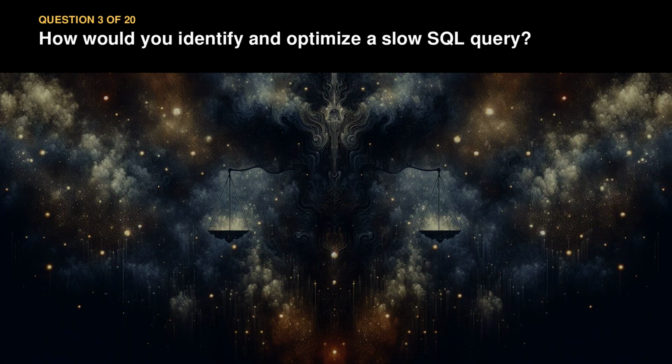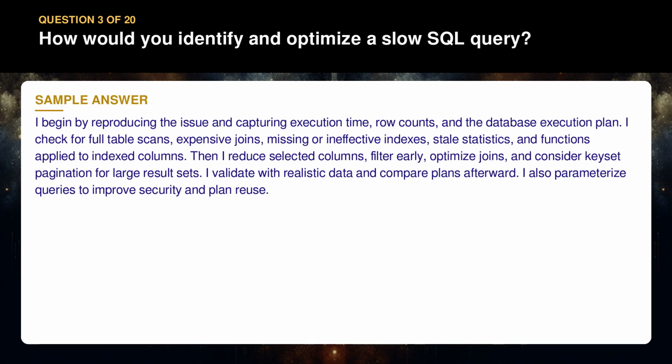Question 3. How would you identify and optimize a slow SQL query? I begin by reproducing the issue and capturing execution time, row counts, and the database execution plan. I check for full table scans, expensive joins, missing or ineffective indexes, stale statistics, and functions applied to indexed columns. Then I reduce selected columns, filter early, optimize joins, and consider keyset pagination for large result sets.